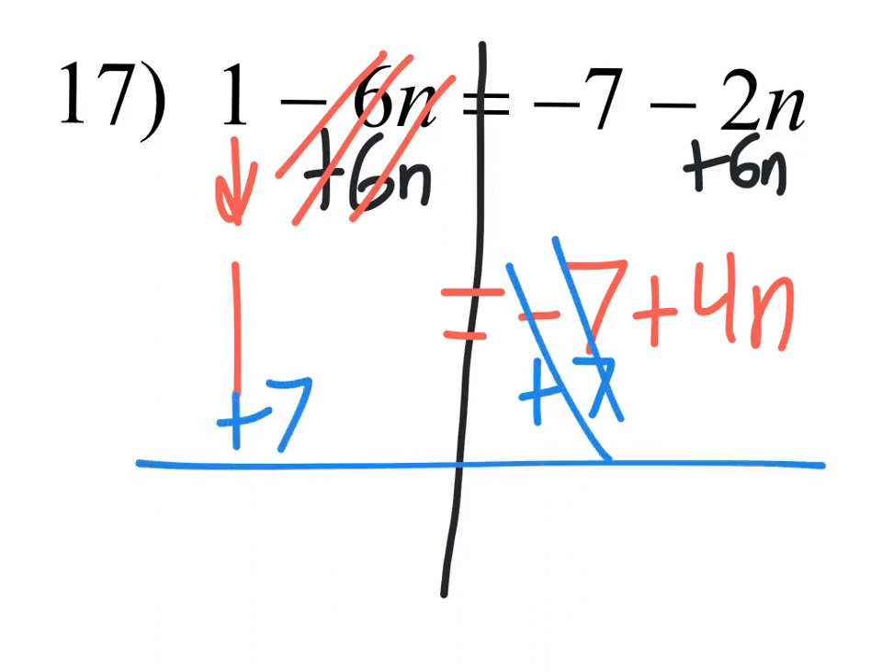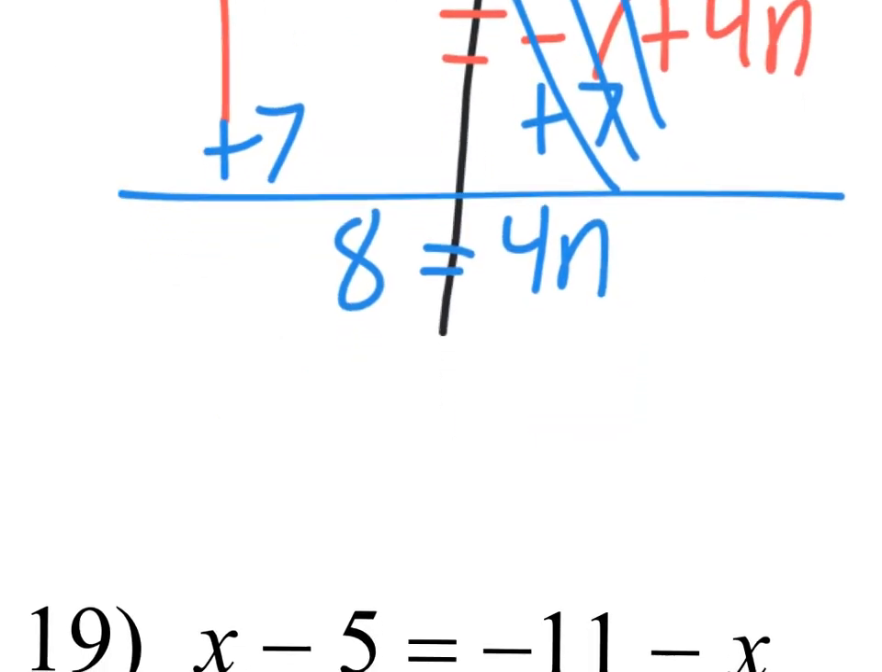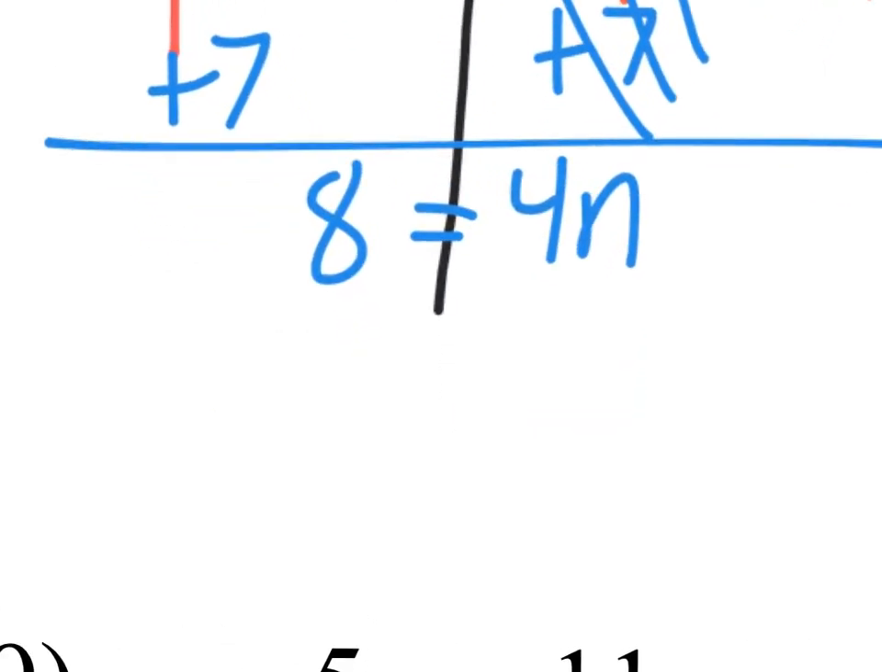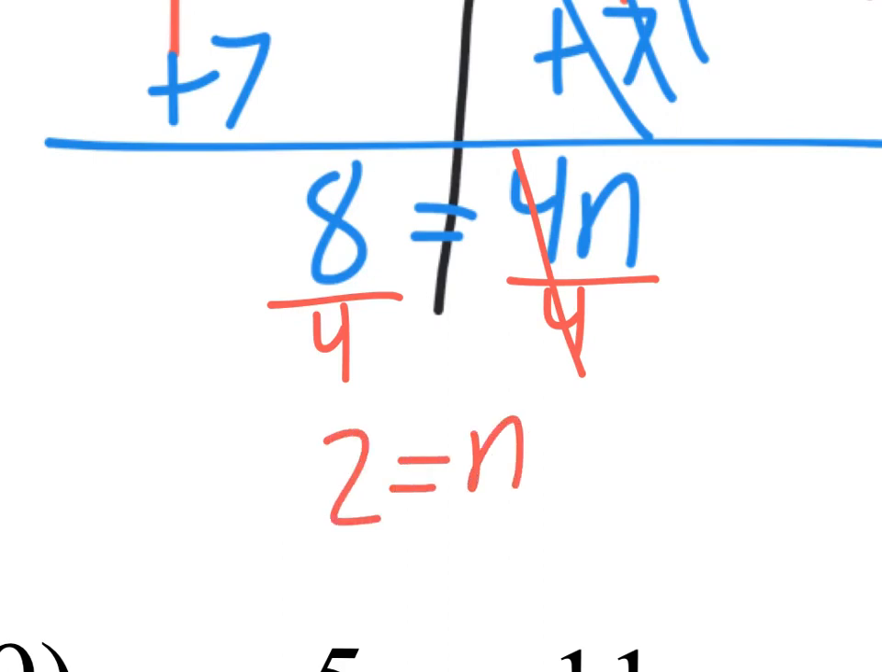These two will cancel out. 1 plus 7 is going to be 8. And then 4n on the right side. And then final step, that's multiplication right there, so we're going to divide both sides by 4. These two will cancel. 8 divided by 4 is 2. And that is our value of n.